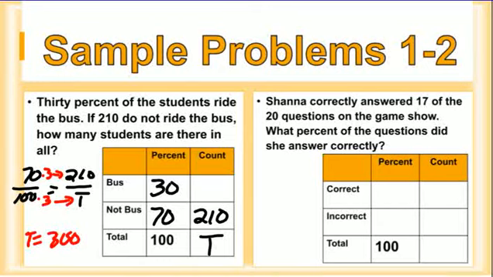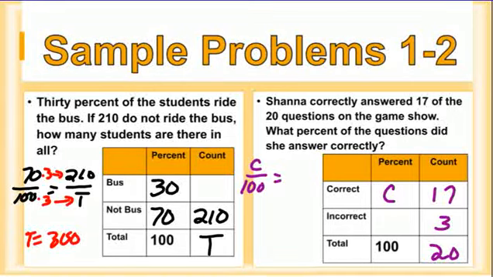The second example, Hannah correctly answered 17 of the 20 questions on the game show. What percent of the questions did she answer correctly? So she correctly answered 17 out of the 20. That means she got 3 incorrect. We want to find out what percent of the number of questions did she answer correctly. So we're going to find where I put C, correct. So I use the four boxes that are involved with it. So the correct would be C over 100. It's the same as 17 over 20.